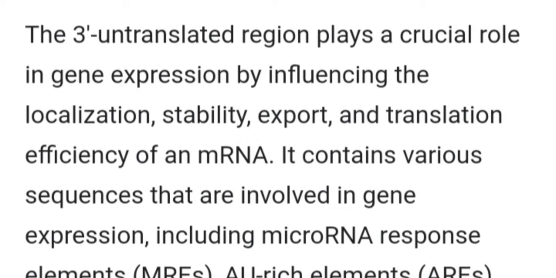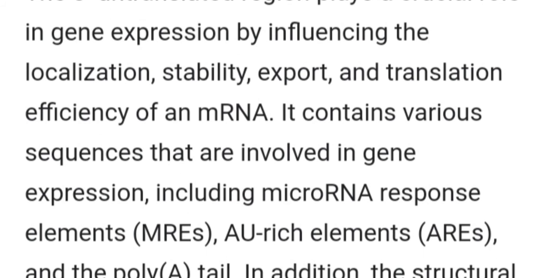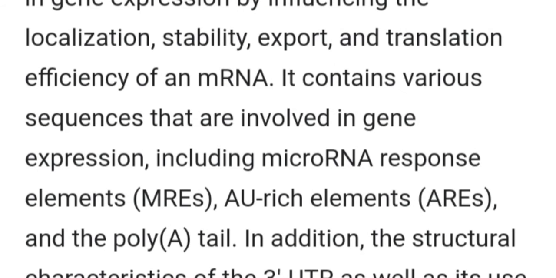The 3' untranslated region plays a crucial role in gene expression by influencing the localization, stability, export and translation efficiency of an mRNA. This 3' untranslated region plays a very important role in gene expression by influencing the localization of the mRNA, stability of the mRNA, export of the mRNA to the cytoplasm and the translation efficiency of the mRNA. These 3' UTRs have various sequences that are involved in gene expression.